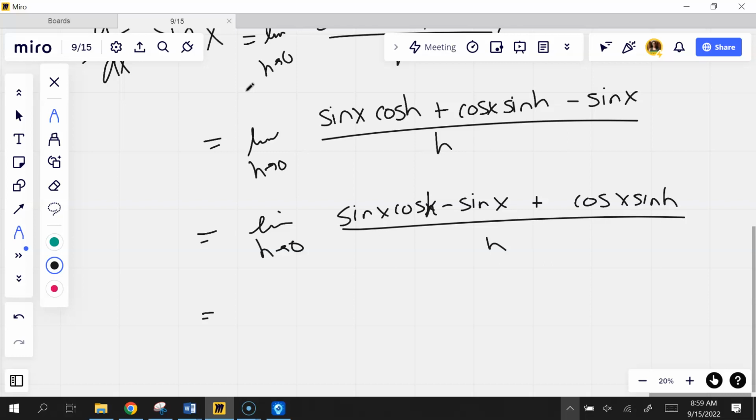I did work this one prior to make sure that this way worked, because we could go a million different directions trying to do this. All right, limit as h goes to 0. Take a sin x out of the first two. What do I have left? Cosine h minus 1 plus.